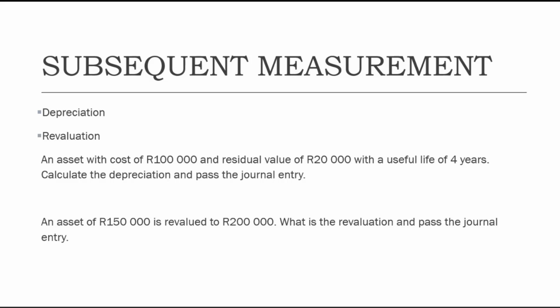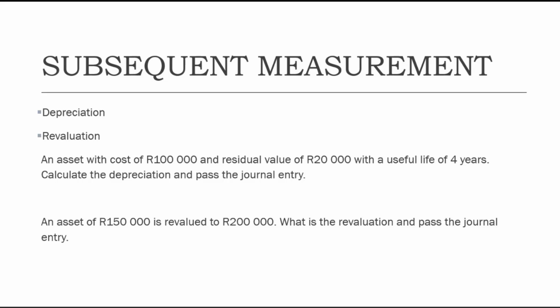Anyone to help us? 100,000 minus 20,000 divided by 4. Good. Excellent. That's all that is written. So the answer is 20,000, right? Because 100 minus 20 is 80,000, and 80 divided by 4 is 20,000. So 20,000 is the depreciation.